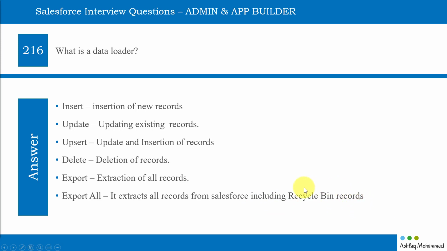If you remember, in my previous videos I have explained about the recycle bin. What the recycle bin does is, whenever we delete records, the record will not be directly deleted from Salesforce, but rather it will get stored in the recycle bin for 15 days. And after 15 days, it will automatically be deleted from the recycle bin. So let's suppose I want to extract all the leads which are there in the object as well as which are there in the recycle bin, then we can use the export all functionality.